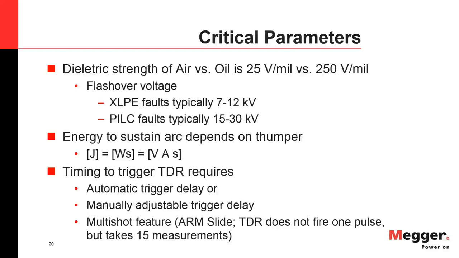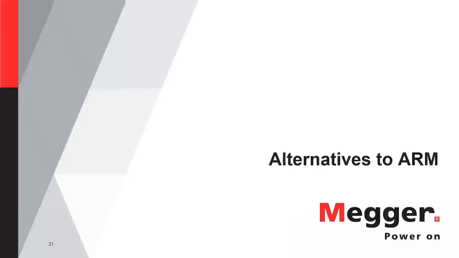Now, what are the alternatives if the arc reflection method does not work? The first transient method we want to talk about is ICE. ICE is still the method below 32 kV because it uses capacitor discharge.